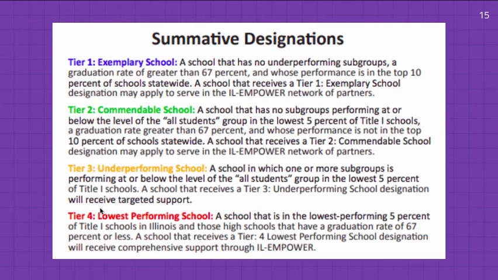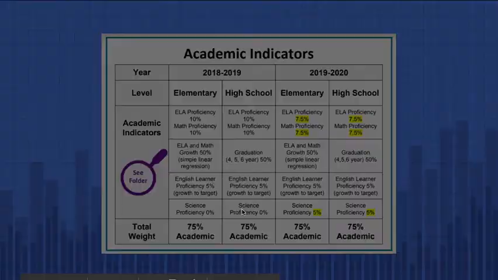So then Tier 3 and Tier 4, obviously you have one or more subgroup that's not performing and at or below the level of the all students group in the lowest 5% of Title I schools. Same for Tier 4, or Tier 4 have a graduation rate of 67% or less. Okay. So those are the 4 big overall designations that schools could get.